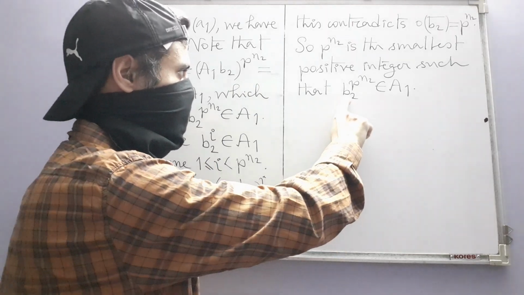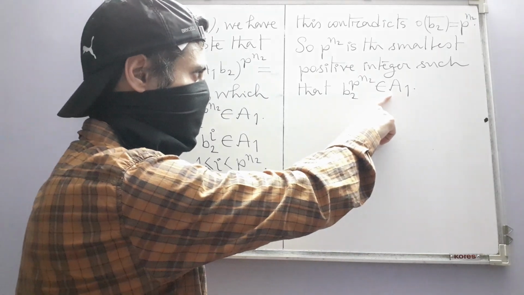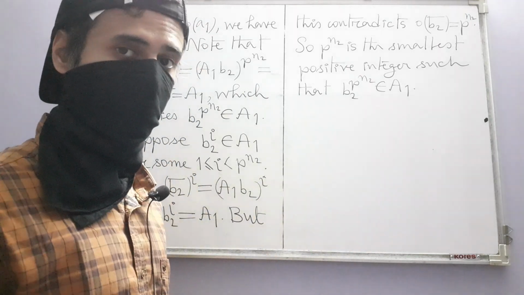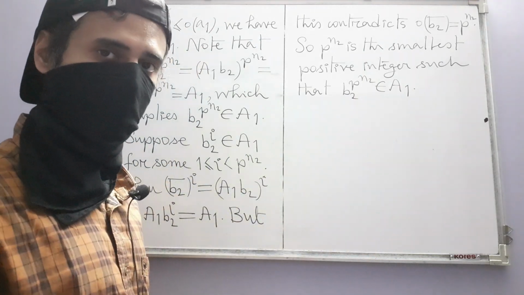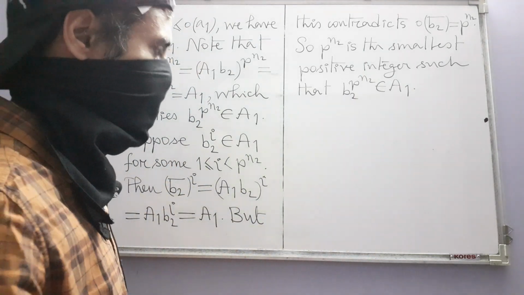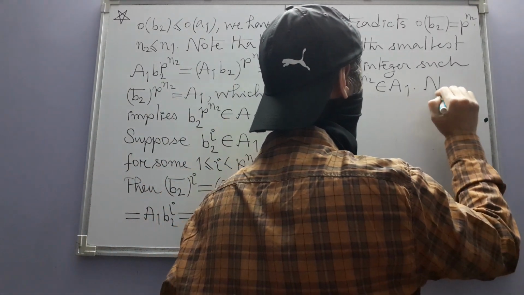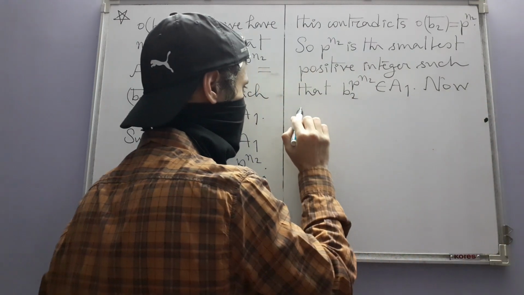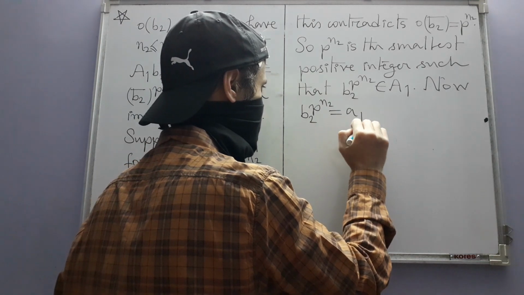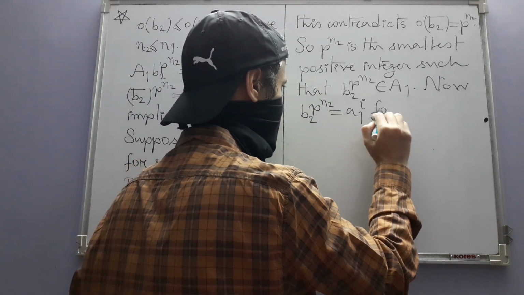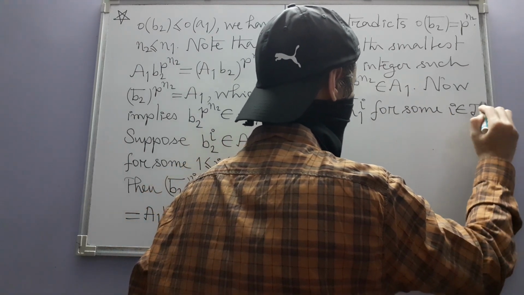Now, however, we concentrate on the fact that this is an element of A1. And what is A1? A1 is the cyclic group generated by small a1. So this element will also be a power of small a1 for some exponent. Let that exponent be I. Now, b2 to the power p to the power n2 is a1 to the power I for some I belonging to the integers.